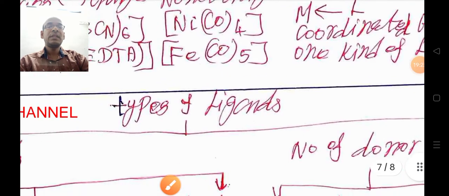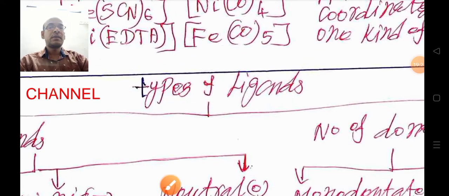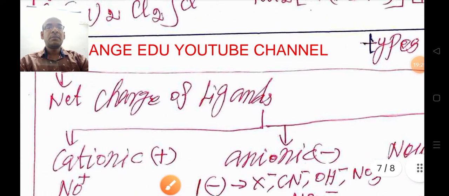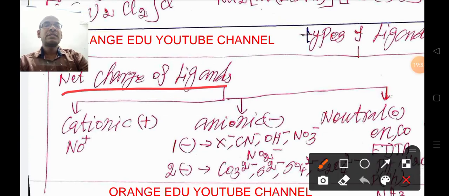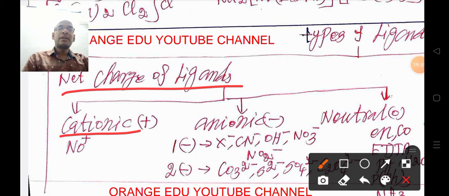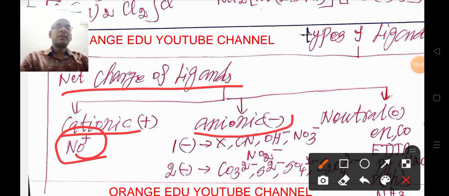Next, types of ligands based on the net charge of the ligands. First, a ligand that has a positive charge is called a cationic ligand. Example, NO plus. Second type of ligand, anionic ligand. The ligand has the negative charge.